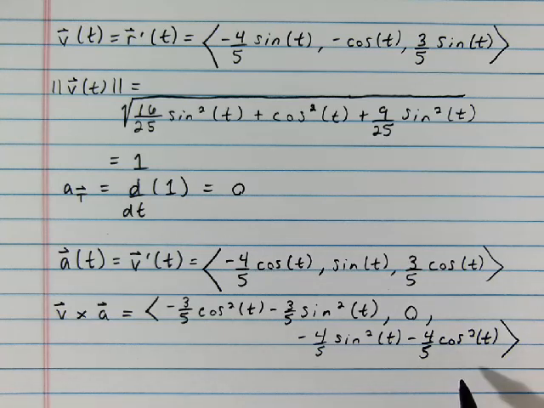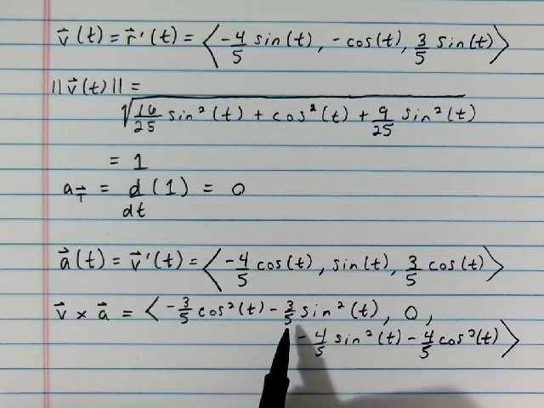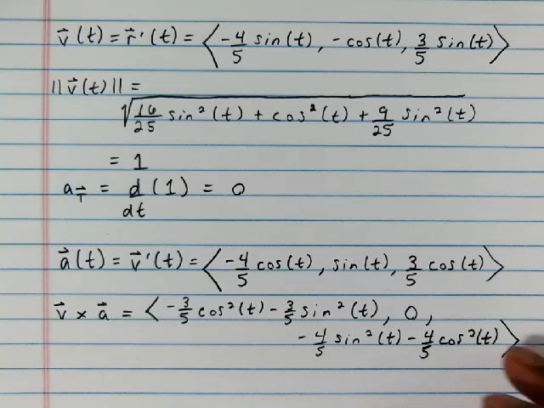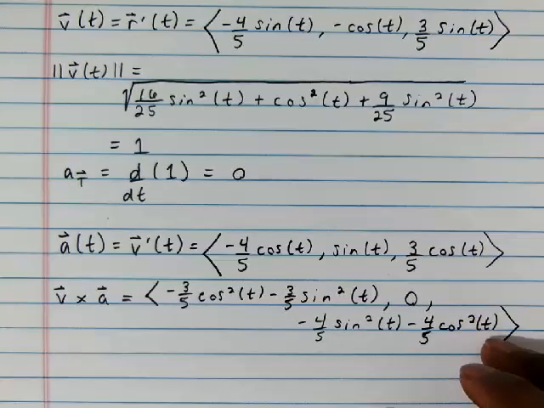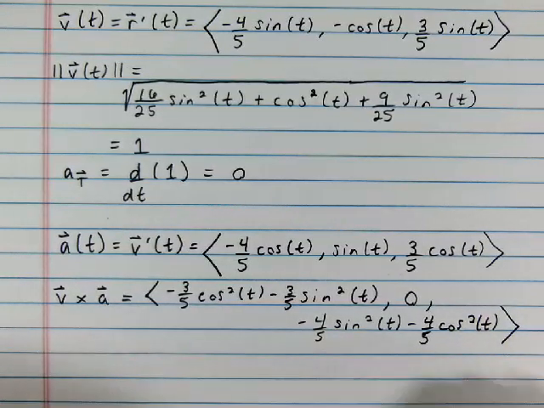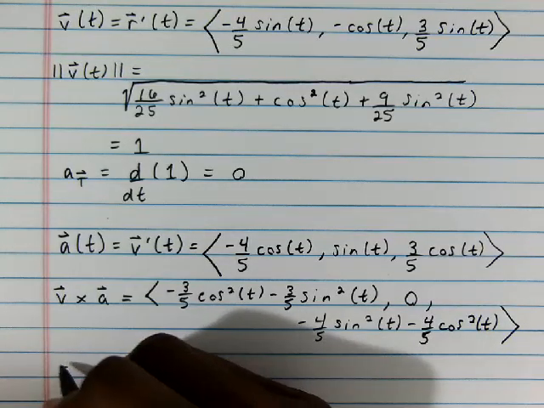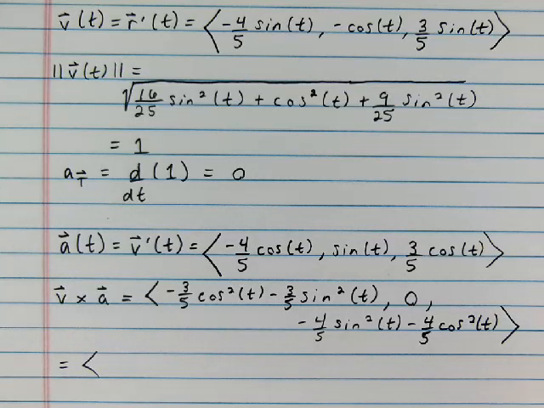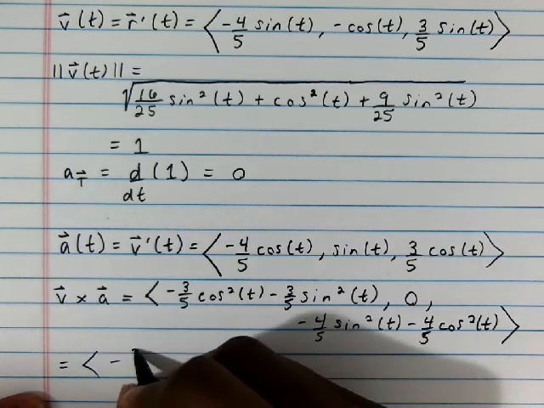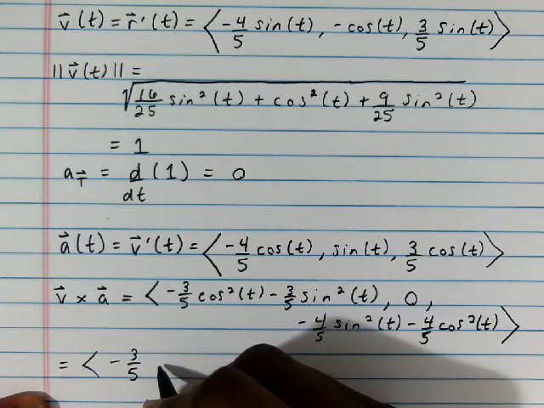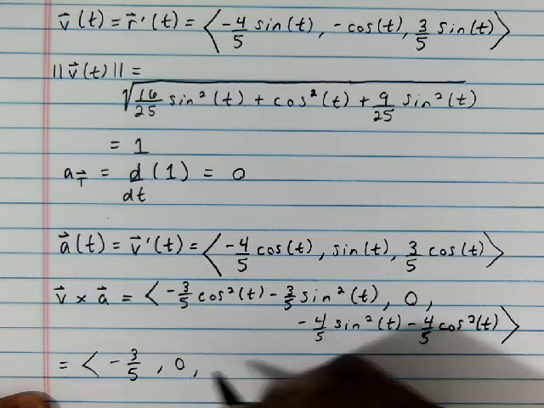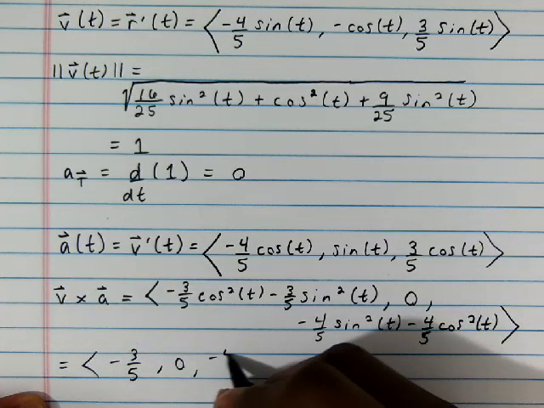Now we need to find the magnitude of the cross product. Of course, this reduces, and this just ends up being negative 3/5, that term. And this is just negative 4/5. So let's go ahead and simplify that first before we find the magnitude. So this equals the vector negative 3/5, comma, 0, comma, negative 4/5.